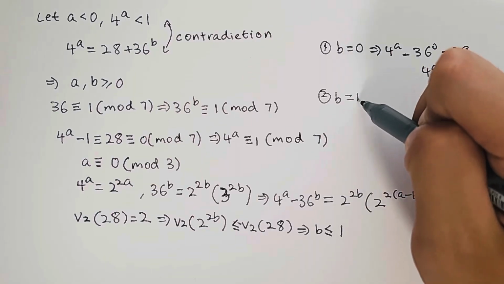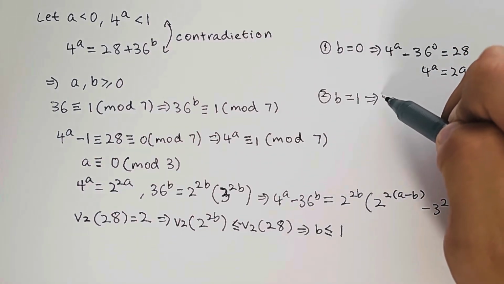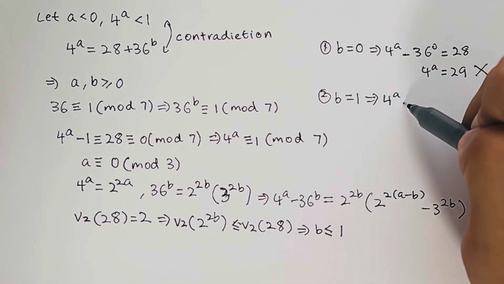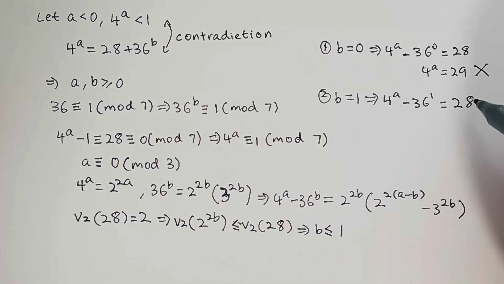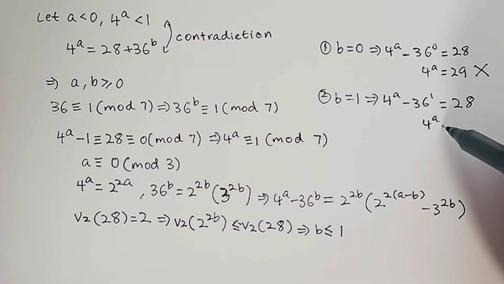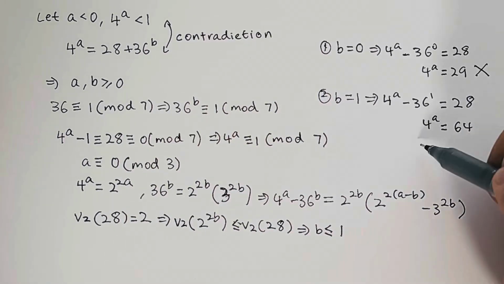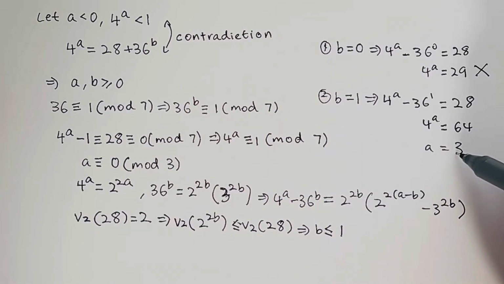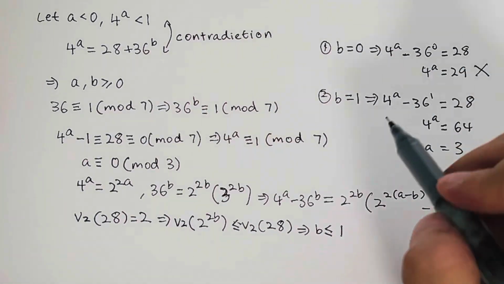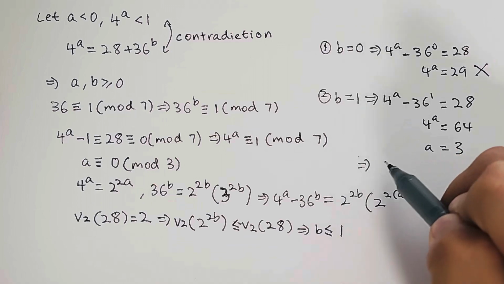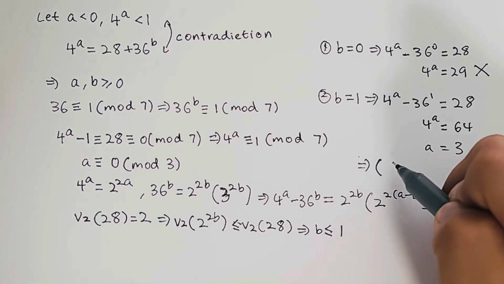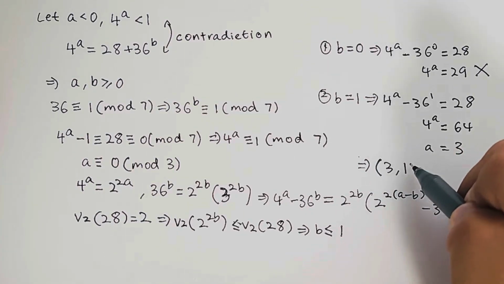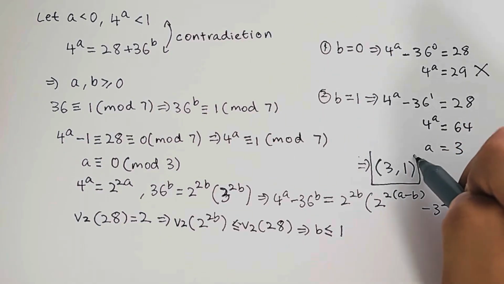Second case, b equals 1 would give us 4^a minus 36^1 equals 28. 4^a would equal 64, so a equals 3. Hence, the solution would become (a, b) equals (3, 1). And that is going to be the only solution to this problem.